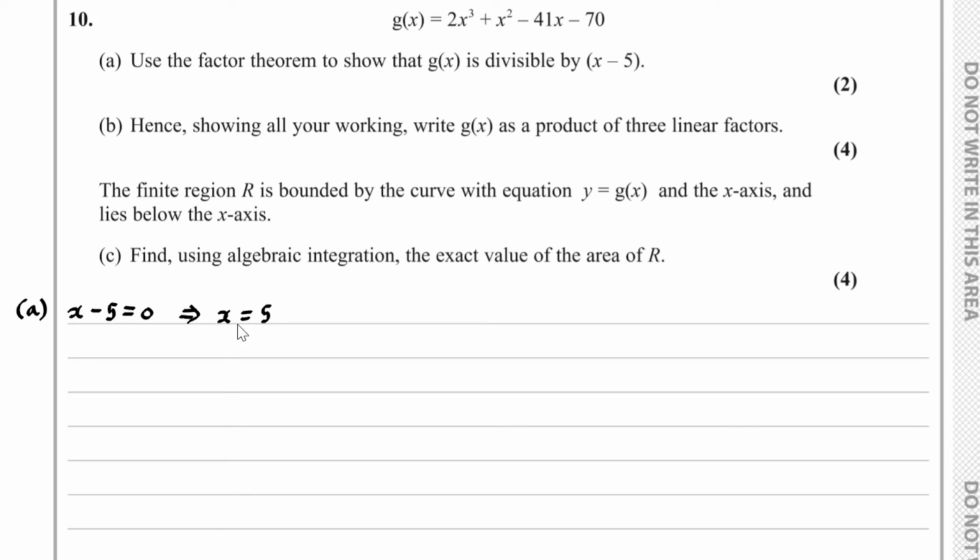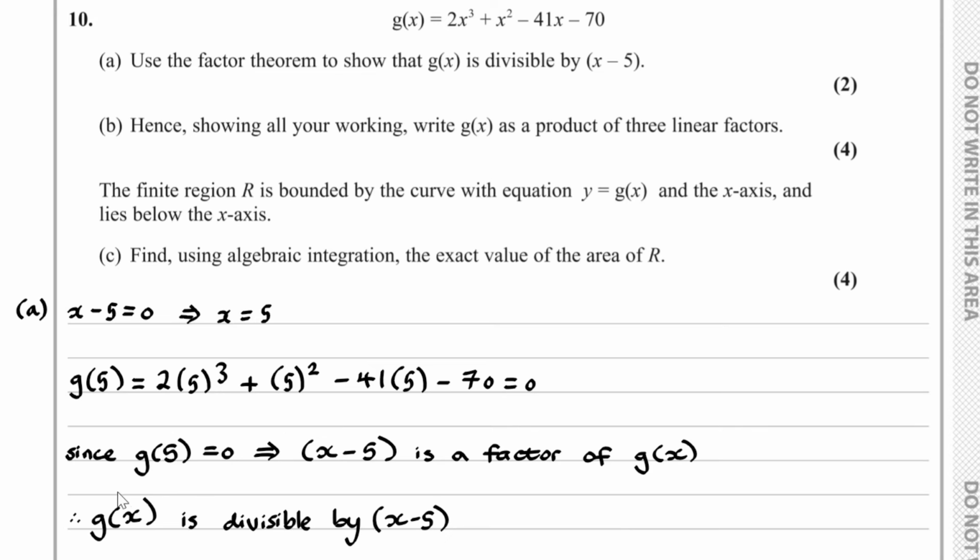And if we substitute this x equals 5 into g of x, and if we get a value of 0, we can conclude that x minus 5 is a factor of g of x, and therefore g of x is divisible by x minus 5. So g of 5, that's equal to 2 lots of 5 cubed plus 5 squared minus 41 lots of 5 minus 70, which is 0. And therefore, we can say, since g of 5 is equal to 0, it follows that x minus 5 is a factor of g of x, and therefore g of x is divisible by x minus 5.